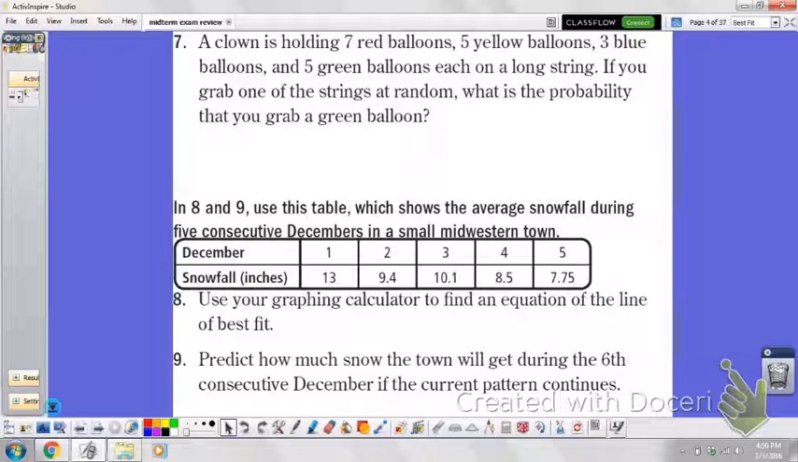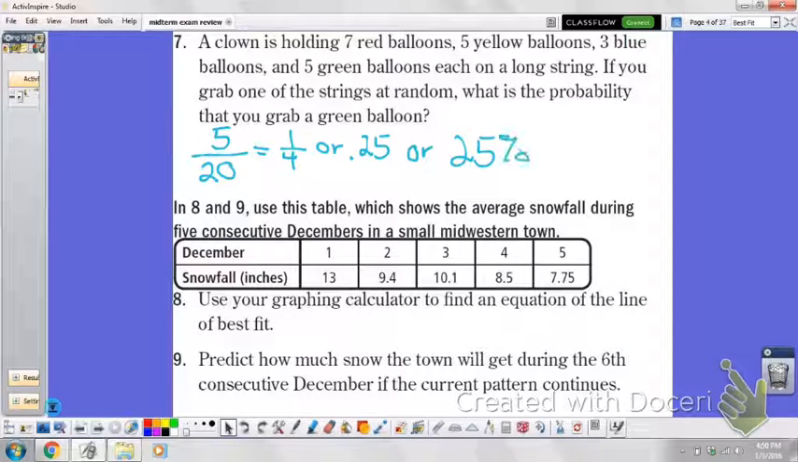So we want to grab the green, and there are 5 green. So we have 5 over the total amount of balloons we could grab. So 7 plus 5 plus 3 plus 5 is 20, so we have 5 over 20. So the probability of grabbing a green balloon is 1/4, or 0.25, or 25%. So there's a 25% chance we're going to grab a green balloon.